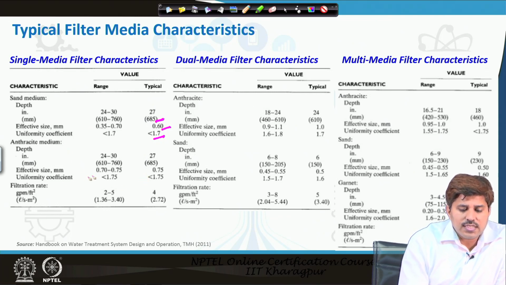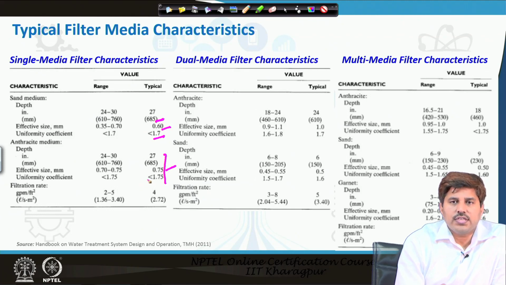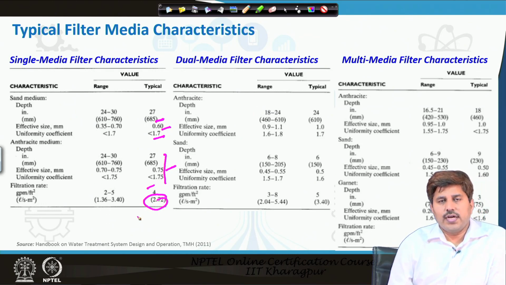If we are using anthracite medium, again we almost follow these things, only the effective size can be higher. So, 0.75 and the uniformity coefficient would be again less than 1.75. The rate of filtration that we can use is 2.72 liter per second per meter square.